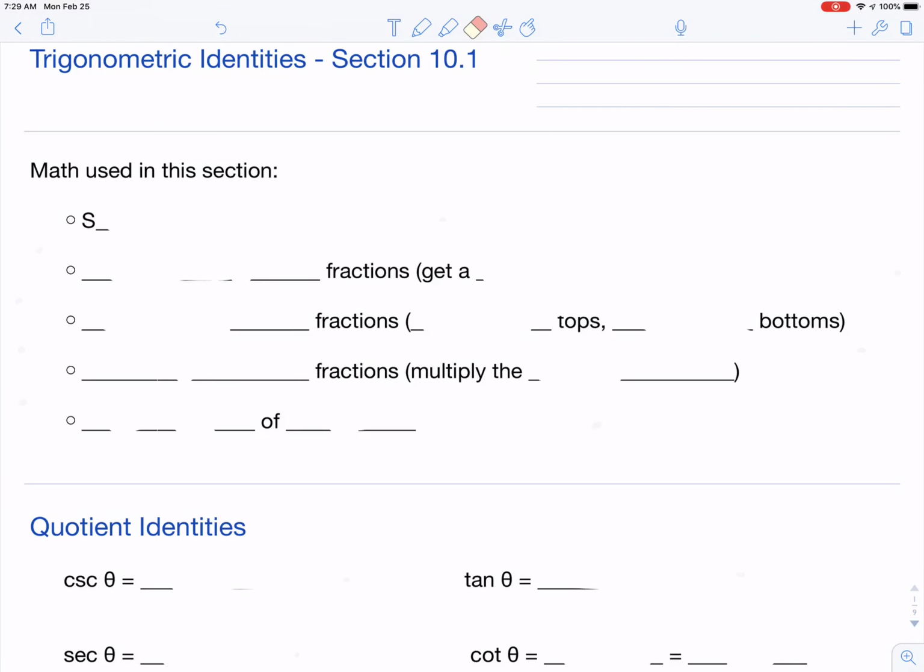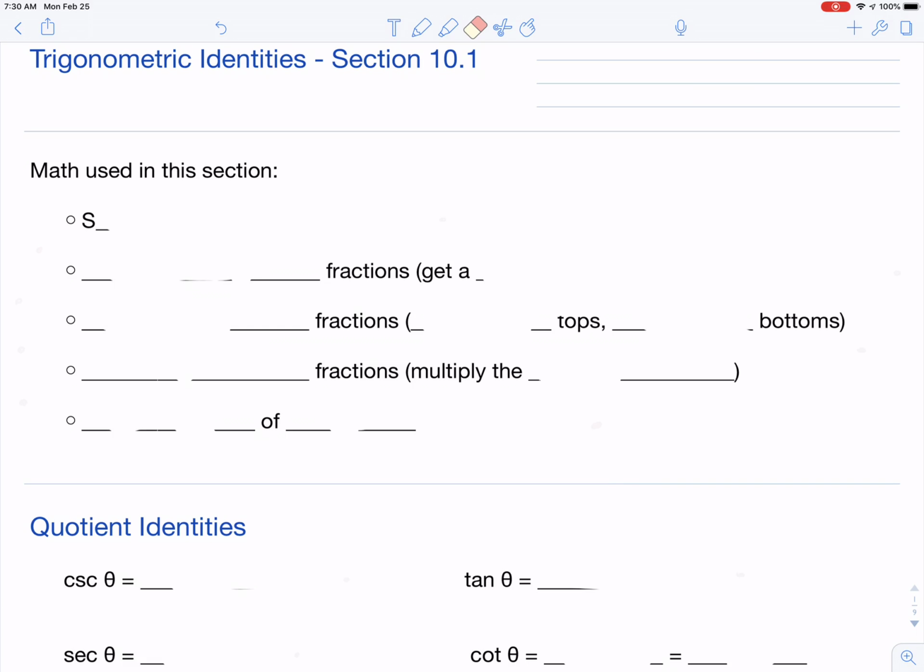Hey folks, this is a video on some of the identities that we're going to be using in this section. Before I get into the identities though, I'd like to talk about the math that is going to be used in this section. All of the math that you're using is old math. We're just applying it to some new concepts in trigonometry.